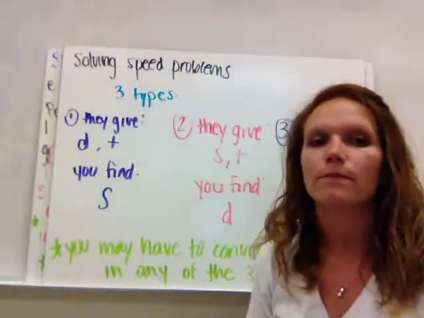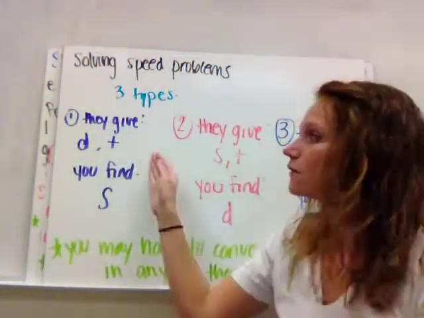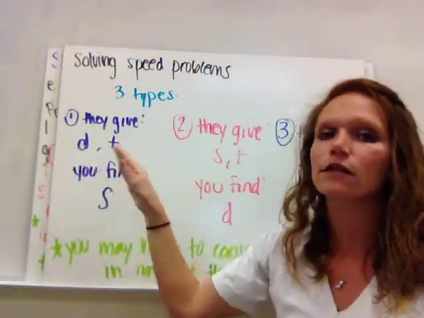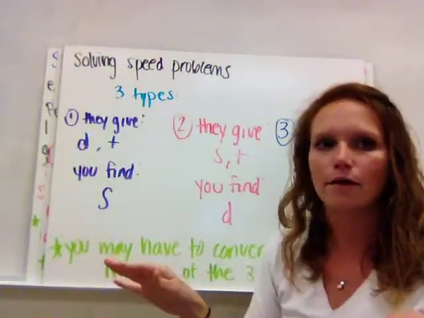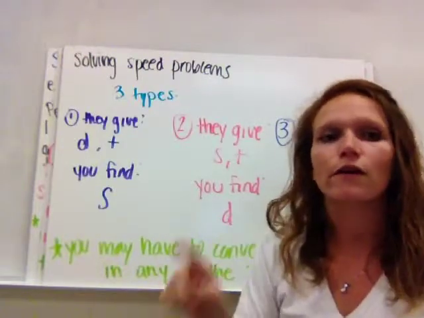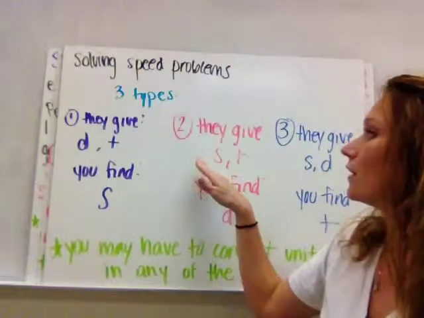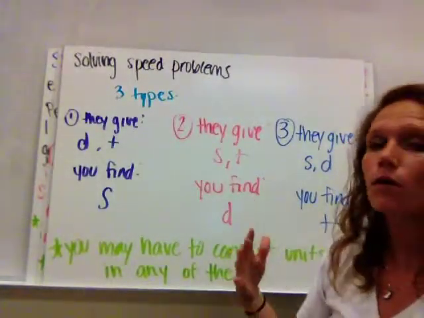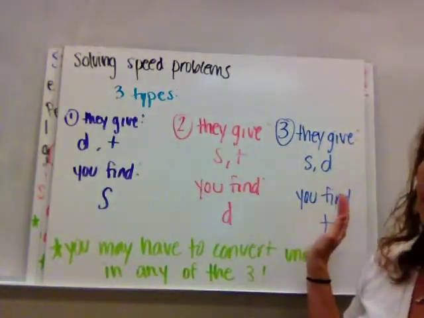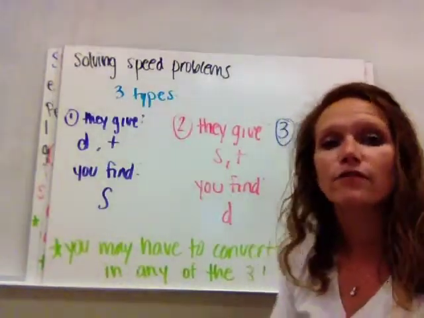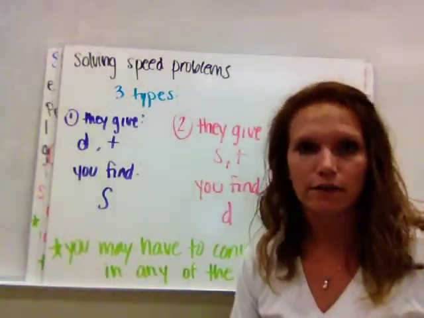So, solving speed problems. There are 3 types of speed problems. The first one is the most simple. They'll give you the distance, they'll give you the time, you'll find the speed. End of story. For the second 2, they'll give you one of the variables and speed, and you find the other variable. So your options are they'll give you speed and time and you find distance, or they'll give you speed and distance and you find time. You may have to convert units in any of these 3.